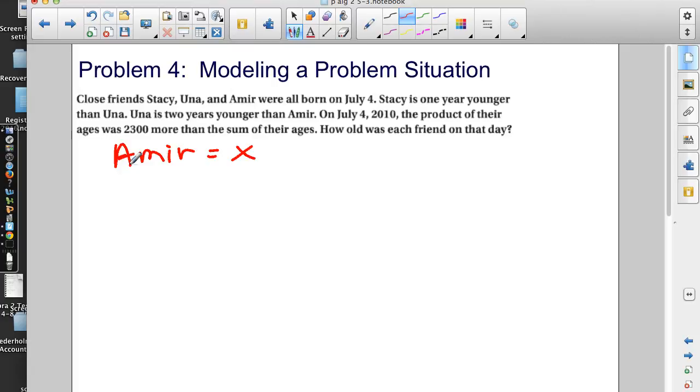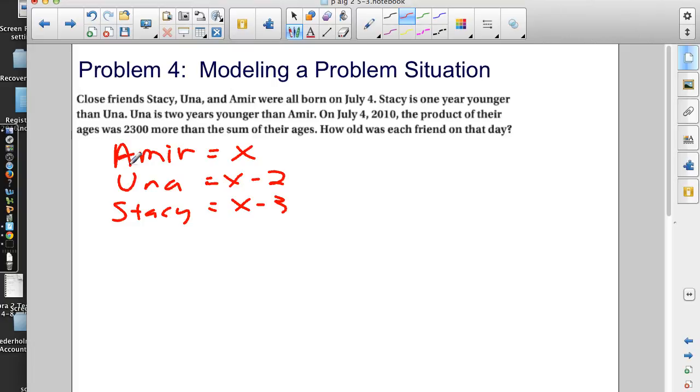Now we think backwards. Okay, so they told us stuff about the other two based on this. It says Stacy is 1 year younger than Una. Well, I'm starting with Amir, so I'm not going to use that one yet. Una is 2 years younger than Amir. Oh, got it. Una is x minus 2. Has to be. All right, now I'll back up to find Stacy. Stacy is 1 year younger than Una. So what would she be? x minus 3. But she's a year younger than Una. If you subtract one more, there it is.